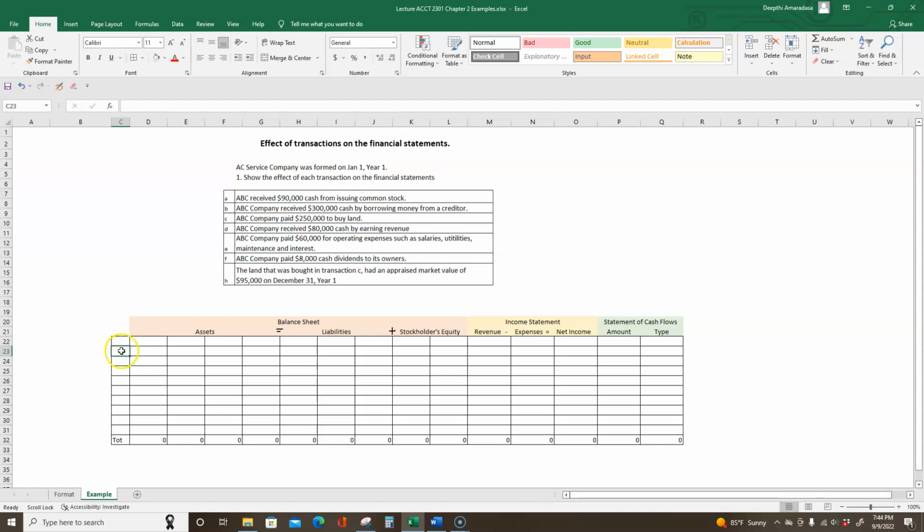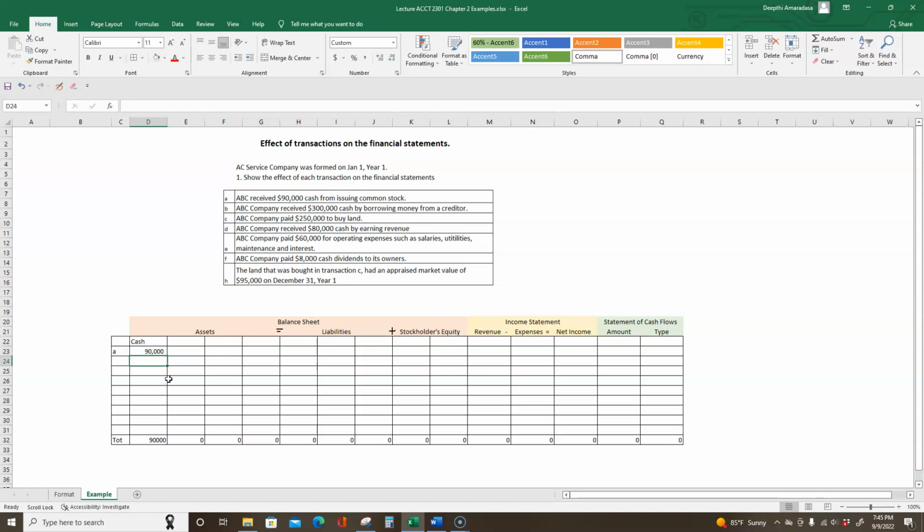For transaction A, we know that cash was affected by this transaction. So cash is an asset. Under assets, I'm going to type in cash. How was cash affected? Remember, we are always the company. We are looking at things from the perspective of the company. Our cash increased because of this transaction. Since it increased, I'm going to put $90,000 as a positive number.